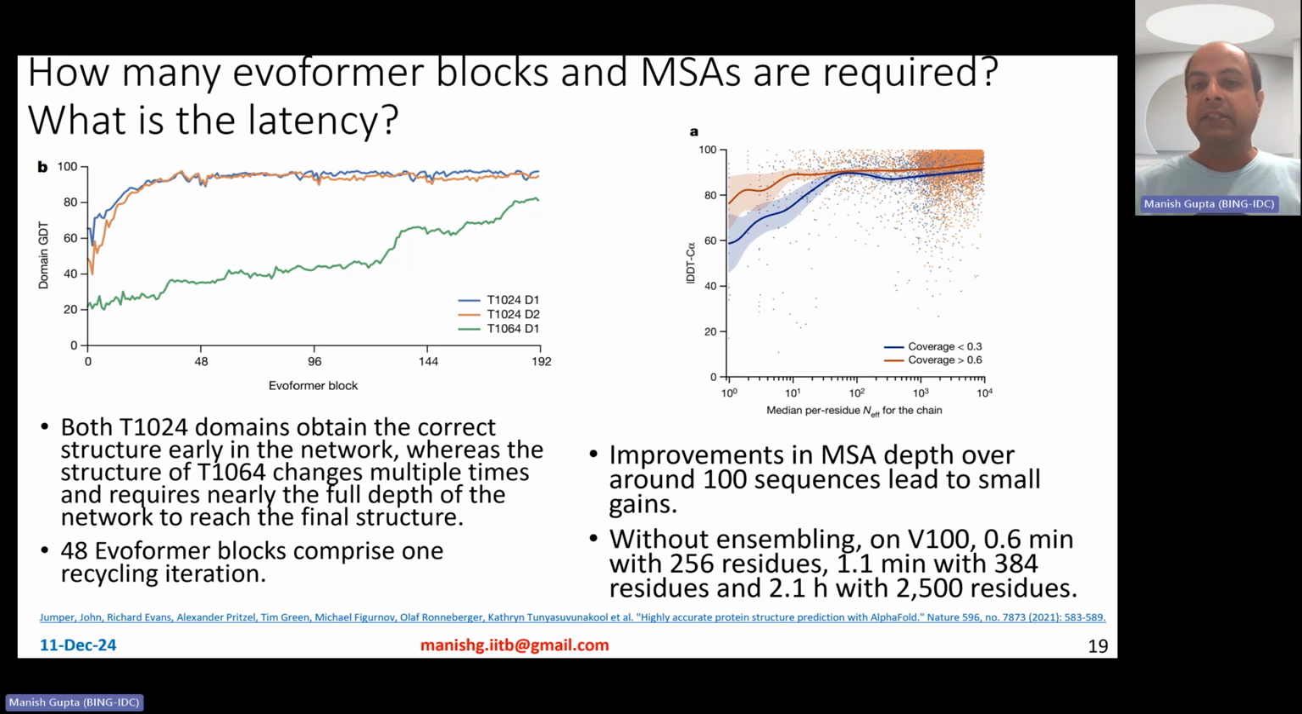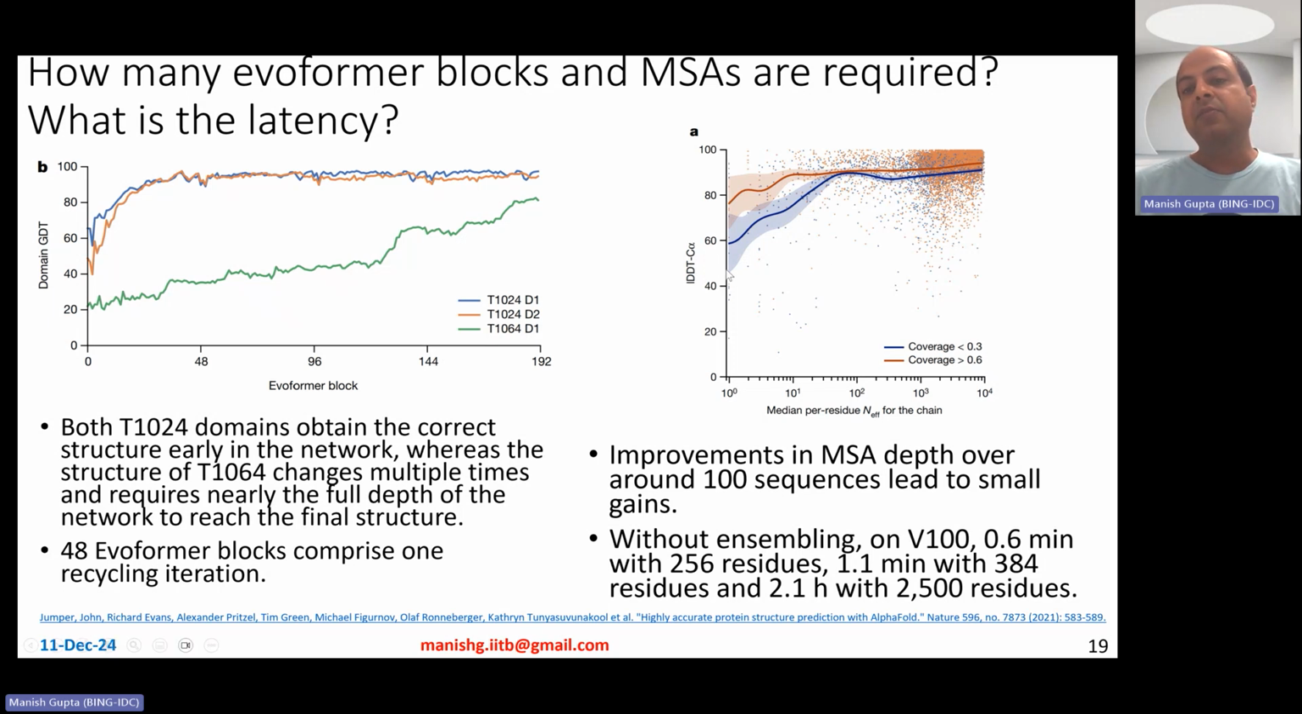Okay, that's that. Now, on the right side, what you see is how many MSAs are required. By the way, on the left side, the higher the value, the better. On the right side, this is also higher the value, the better. And on the x-axis, what you see is the median per residue n for the chains, in the sense of how many MSAs you are considering in that census.